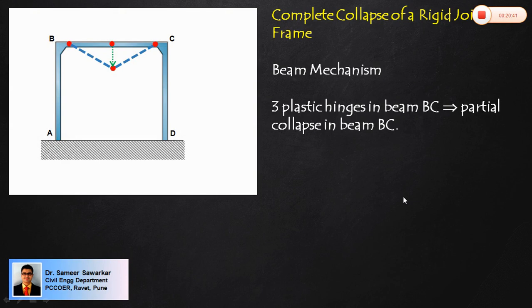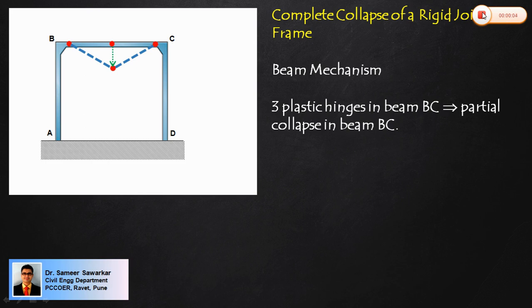So let's see these mechanisms one by one, and the first one we are considering is the beam mechanism. Please observe the diagram. Here, because of loading, three plastic hinges have been formed in the beam BC. And because of the formation of these three plastic hinges, you are observing that this beam is collapsing even if the columns are standing rigidly or safely.